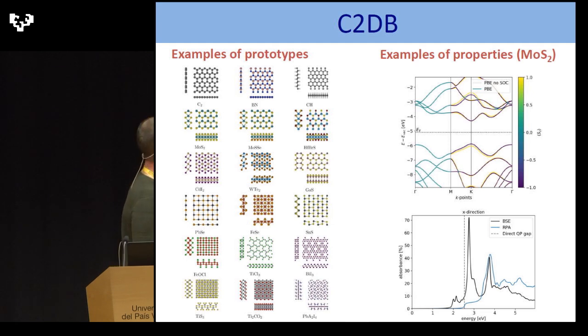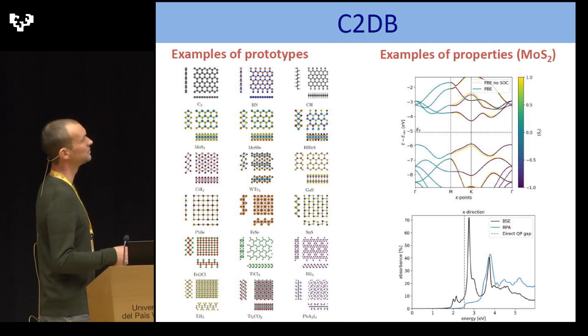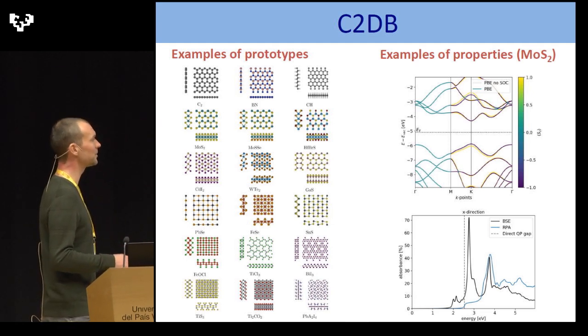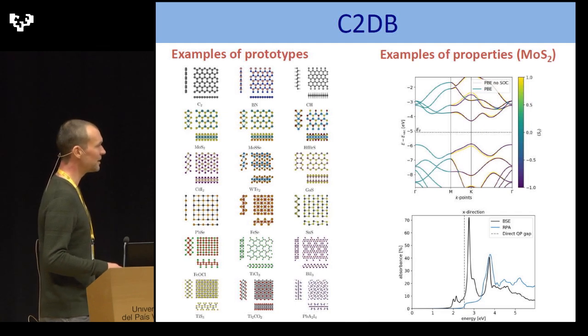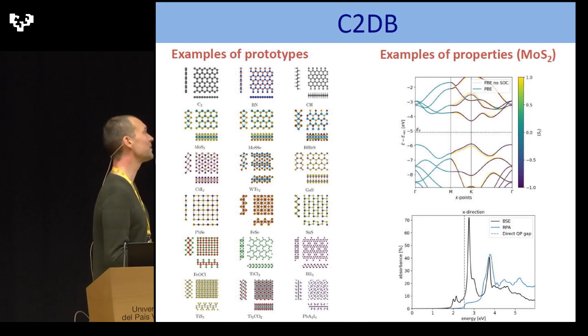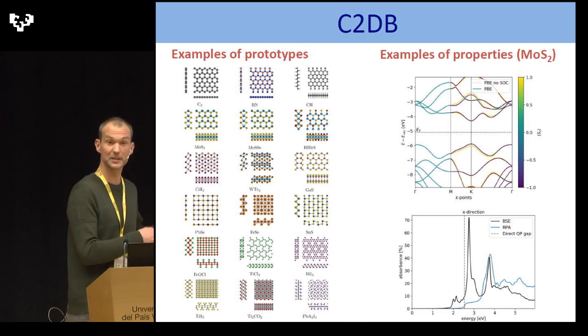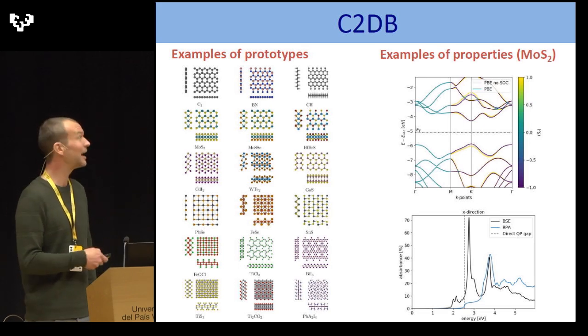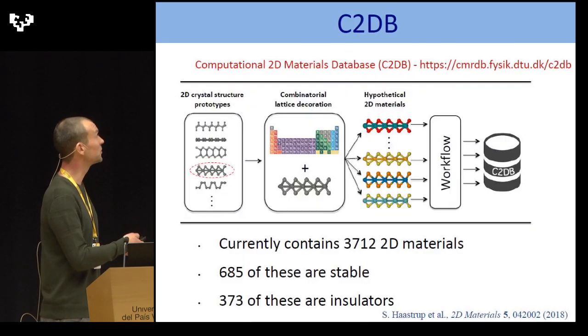And here's just a few examples of properties. Band structure of MoS2, optical absorption spectrum. You see these famous A and B excitons lying down here below the band gap, and we have structures like this for many of the materials. And everything is, of course, open and can be browsed online at the web address I showed you here.